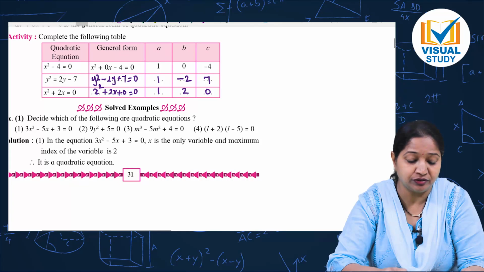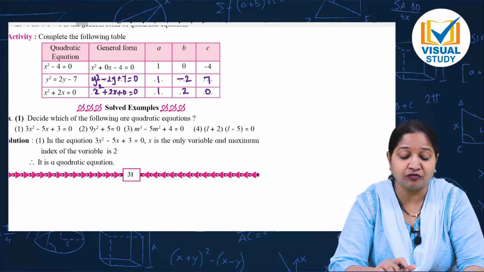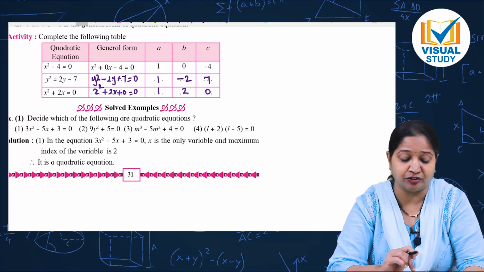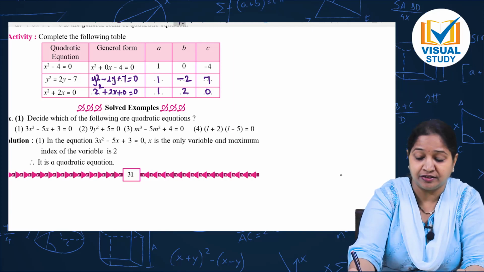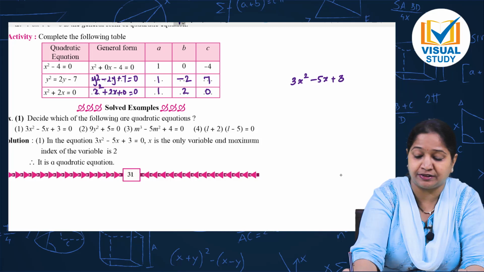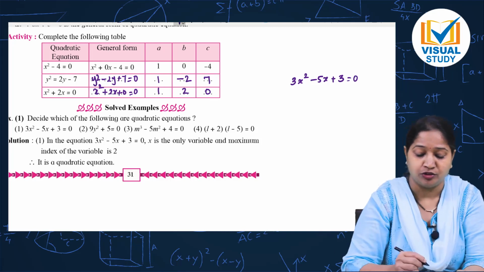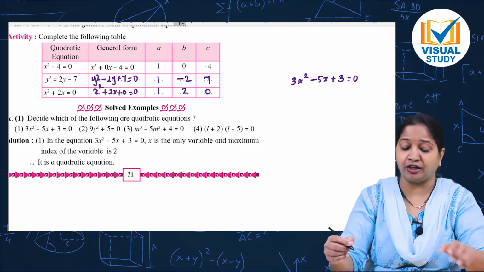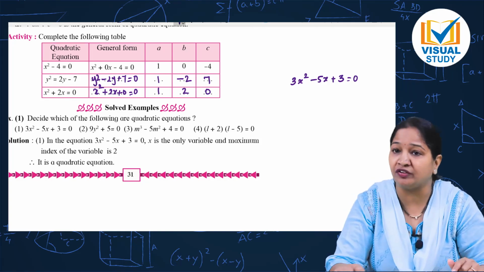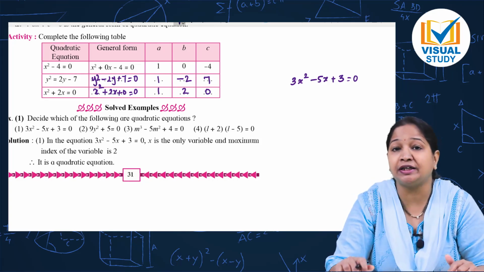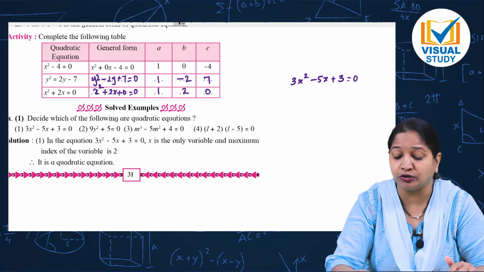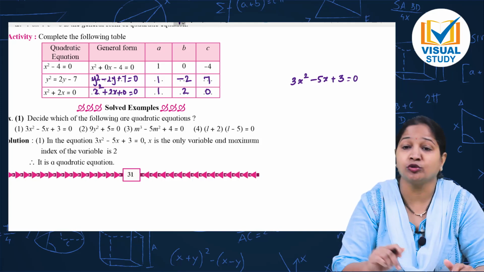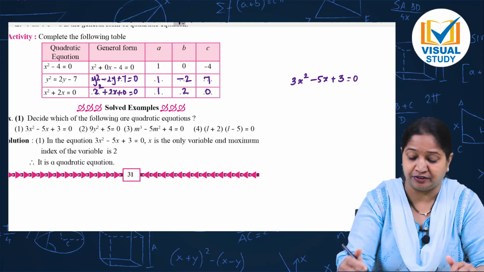Second, they have given you: decide which of the following are quadratic equations. You have to decide it. First is 3x square minus 5x plus 3 equal to 0. You have to decide whether it is a quadratic. Now, here we have only one variable and the maximum index of the variable is 2, that is x square. So it is a quadratic equation.